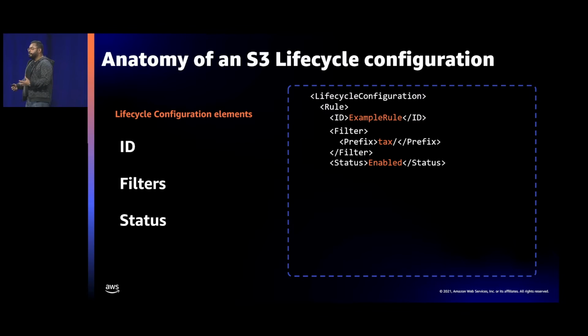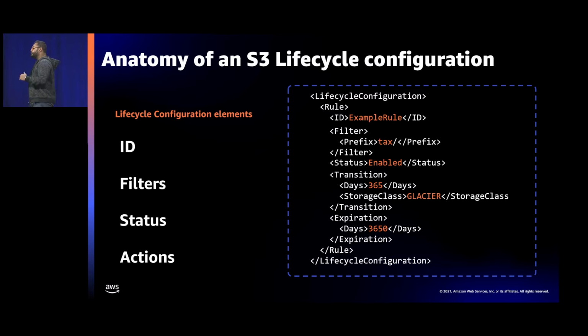Then we have status. You have the option to enable or disable a lifecycle rule. For example, let's say you're testing out different rules. So you disable a rule, you enable another one, and really figure out what's working the best for your storage cost optimization. And finally, we have actions. Actions, I think, is the most important part of the rule. This is where you define where the subset of your bucket is moving or when you are removing those objects. And we'll get into details of each of these in the next slides.